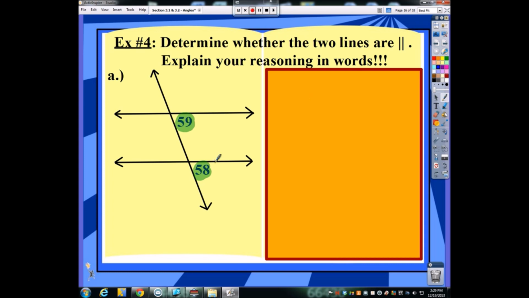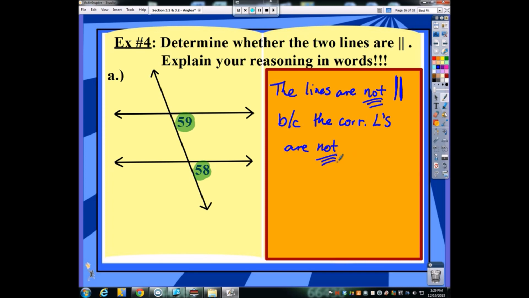So if I were to explain in words why these two lines are not parallel, we'd say the lines are not parallel. I'm just going to use the parallel symbol here because the corresponding angles, and I'm just abbreviating a bunch in here, the corresponding angles are not congruent. And that would be my reasoning for that. If they were congruent, we would have parallel lines.